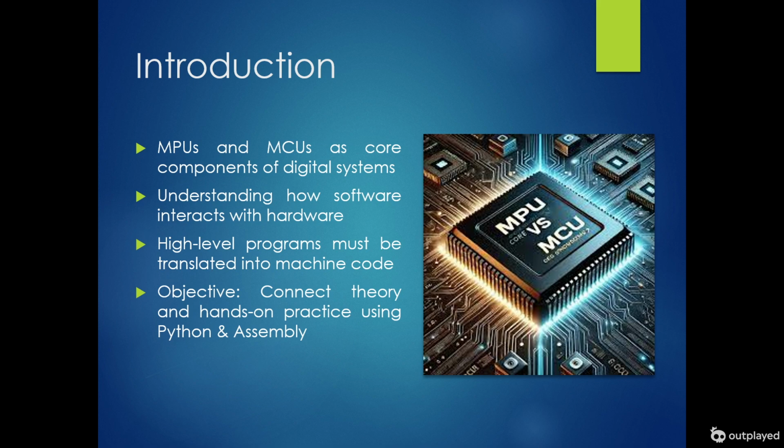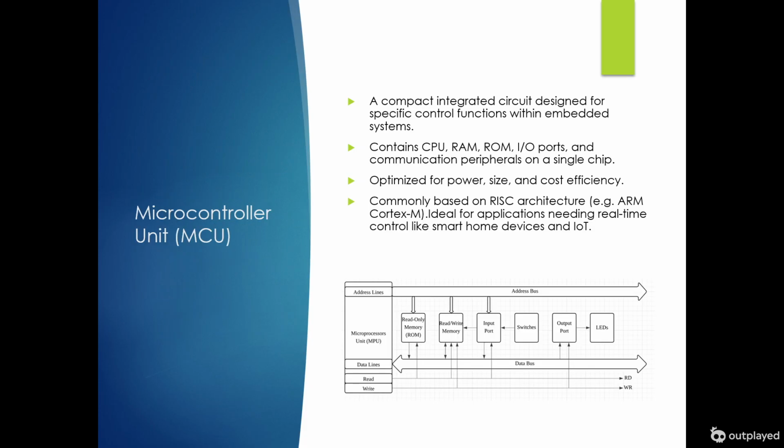So this slide outlines the structure of my presentation. First, I will begin by examining microprocessors and microcontrollers and how they differ in architecture and purpose. Next, I will explain how high-level programming languages are translated into machine-readable instructions. And finally, I will compare Python and assembly using a calculator program example. So let's move on to the next slide.